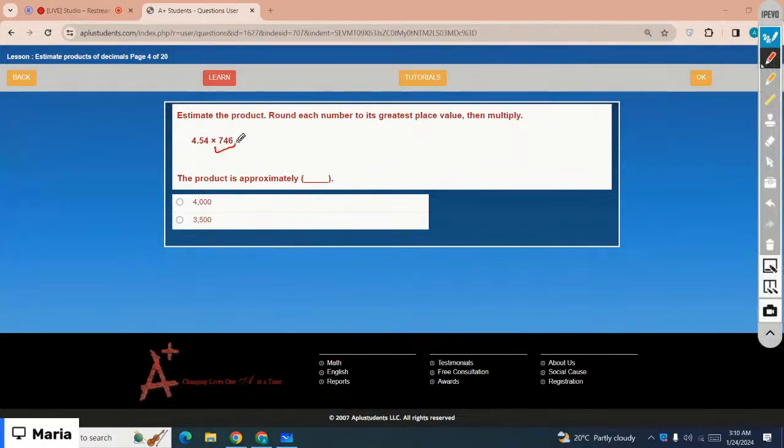746 is rounded off to, you have to round to the greatest place value, right? The greatest value is 7. 700 is rounded off to which 100? You can round it off to 800, right? And you have 4.54. Right after the decimal, you have 5. 5 is equal to 5. When they are equal, you can round up. So it would be 5. 5 times 8 is 40. So the correct option is 4,000.